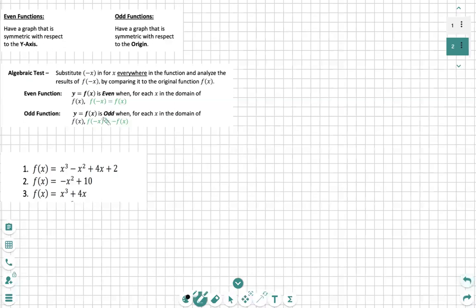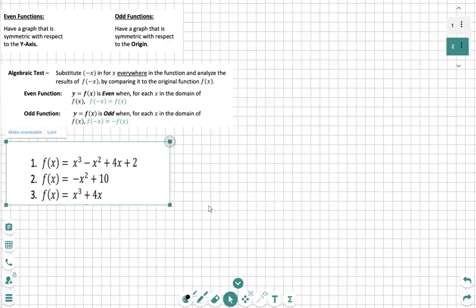To determine if a function is even or odd, we do something very simple. We do this test right here. We replace every x with a negative x, and if the function itself does not change, our function is even. If we replace every x with a negative and the entire function itself becomes negative, then our function is odd. Let us put that into practice.